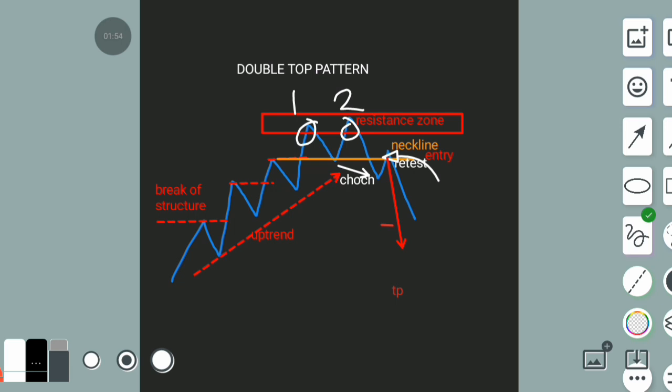I'm going to make a series of these videos, starting with the double top like this. Then I'm going to make another video teaching you how to trade a double bottom, a triple bottom, a triple top, and also trend lines, support and resistance, and price action. I'm going to put these videos in a series so that you learn them step by step.